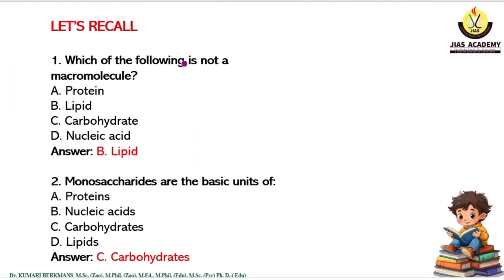Let's recall. Which of the following is not a macromolecule? Quickly answer. A few members have answered. The answer is lipid. Coming to the next question: monosaccharides are the basic units of protein, nucleic acid, carbohydrates, lipids. What's the answer? Almost everyone answered. Very good. It is carbohydrates.